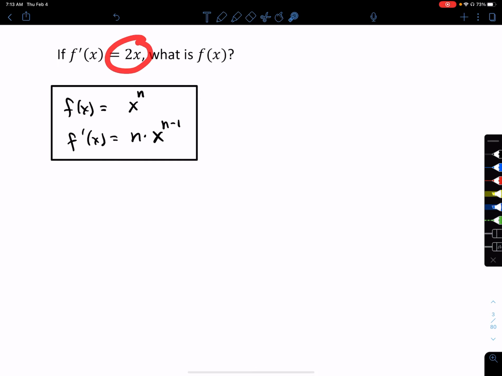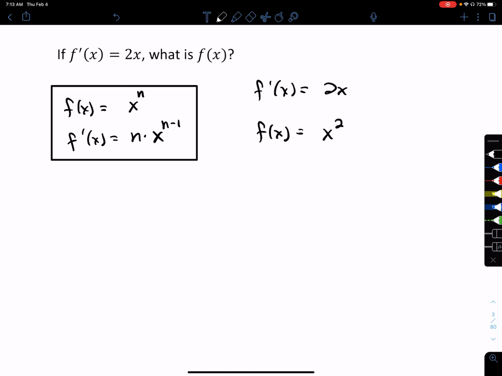So if our derivative is 2x, it stands to reason that if we go backwards, we're going to end up with f of x equals x squared. Let's see if that works. We take the 2 and put it in front, subtract 1 from the exponent, and we get 2x.